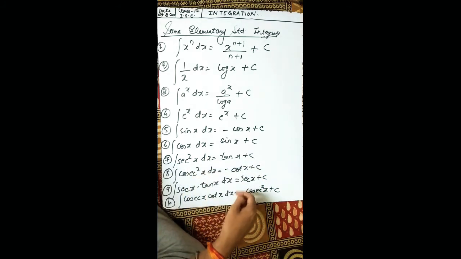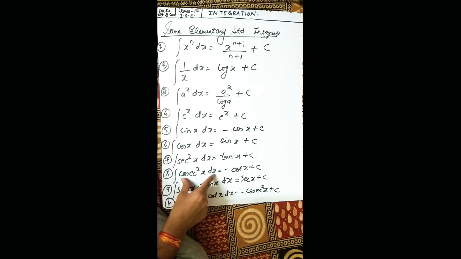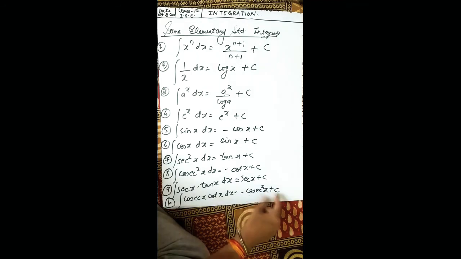Similarly, you know all these things. Integration of cosec square x dx is minus cot x, sec x tan x dx is sec x, and cosec x cot x dx will be minus cosec x plus c.